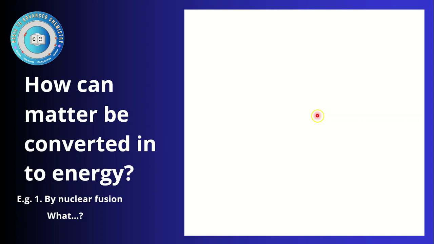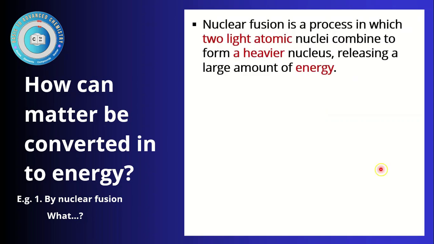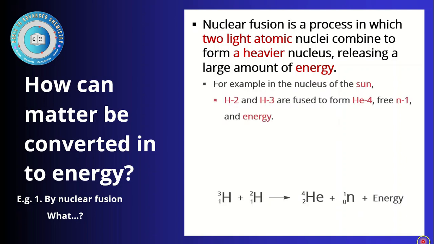The other question is, how can matter be converted into energy? One example is nuclear fusion. What does nuclear fusion mean? Nuclear fusion is a process in which two light atomic nuclei combine to form a heavier nucleus, releasing a large amount of energy. For example, in the nucleus of the Sun, hydrogen-2 and hydrogen-3 are fused to form helium-4, a neutron and energy. Hydrogen with mass number 3 and hydrogen with mass number 2 fuse together to form helium with mass number 4, a neutron and energy.